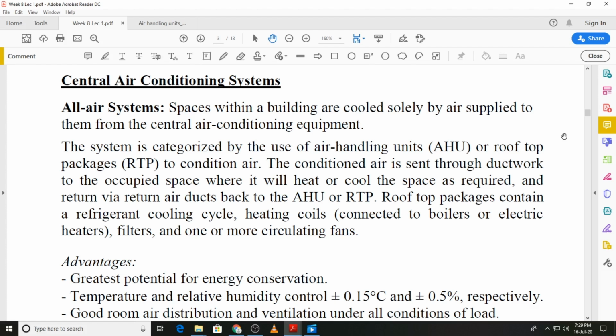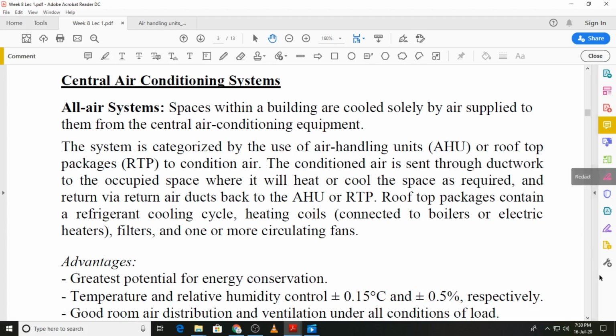air system. And that all air system, which we will look at later on, requires the use of air handling units or rooftop packages through which the air is conditioned. How these function, you will look at later. The difference between an air handling unit and a rooftop package is that primarily in a rooftop package the refrigeration system is also present, whereas in an air handling unit the refrigeration system is separate and is located in the plant room of the system.